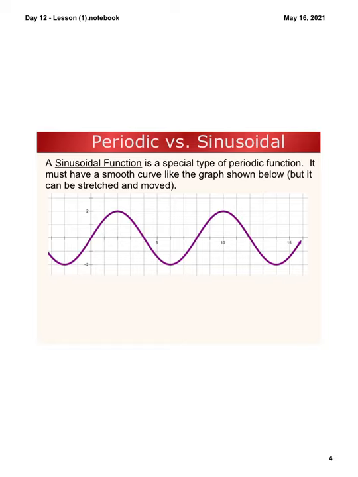This is a sinusoidal function. So this is a special type of periodic function. It has a smooth curve, and so it'll be a nice smooth wave. Now, the period of this wave, the amplitude of this wave can all change. So this wave could be stretched out, it could be squished together. All of that is fine. It can still do any of those things and be sinusoidal as long as it's a smooth curve like we see here, where the maxes are all the same and the mins are all the same.